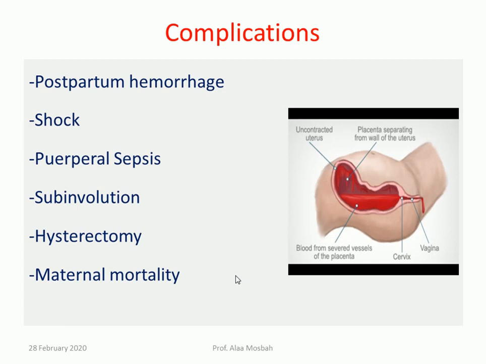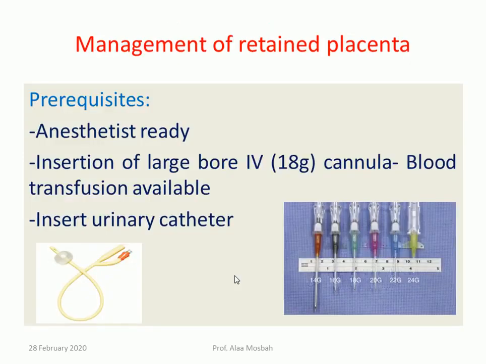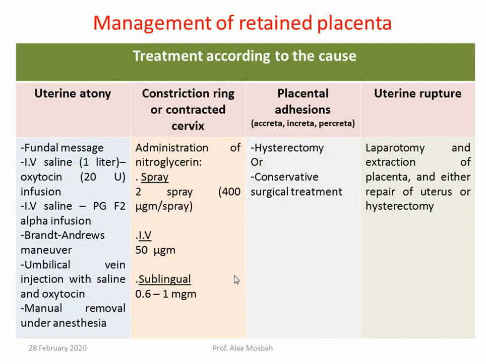this emergency case. The management of retained placenta includes some prerequisites: anesthesia should be ready, anesthetist, insertion of large bore intravenous cannula, blood transfusion bank should be available, and blood units and the cross-matched blood should be available. We insert urinary Foley's catheter. Then we are going to treat according to the etiology, if it is atony or constriction ring or placental adhesions or uterine rupture.